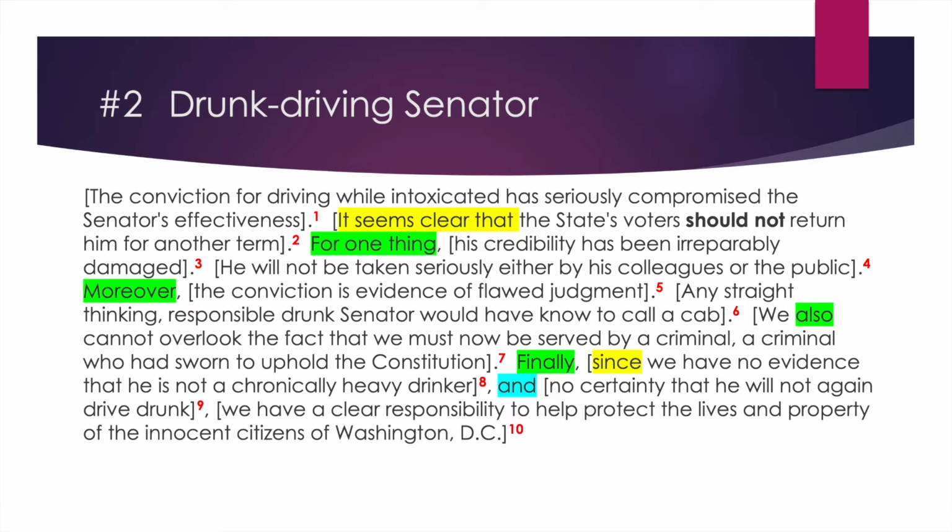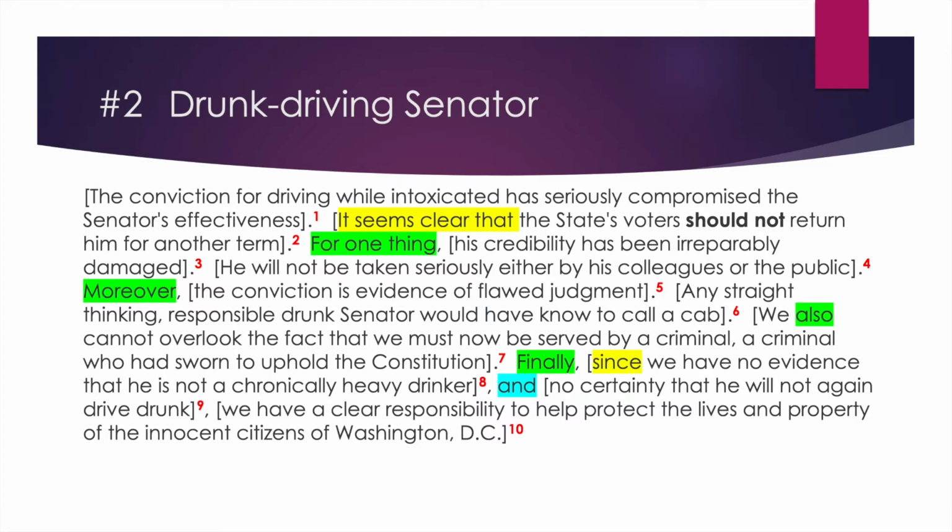So the first line of argument, if you will, says his credibility has been irreparably damaged, right? We'll call that assertion 3. He will not be taken seriously either by his colleagues or the public, assertion number 4. Then we have moreover, and moreover, as we said before, is a word that tells us here comes another line of argument, or separate or independent reason for supporting the conclusion. So moreover, the conviction is evidence of flawed judgment, assertion number 5.